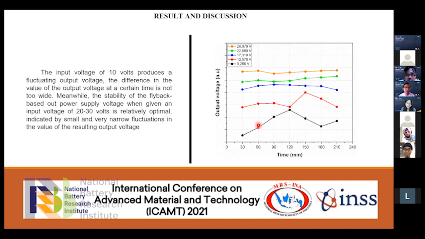Meanwhile, the stability of the flyback-based power supply voltage when given an input voltage of 20 to 30 volts is relatively normal. So this indicates very small and very narrow fluctuation in the value of the resulting output voltage. So we can conclude this high voltage electrospinning is quite stable.